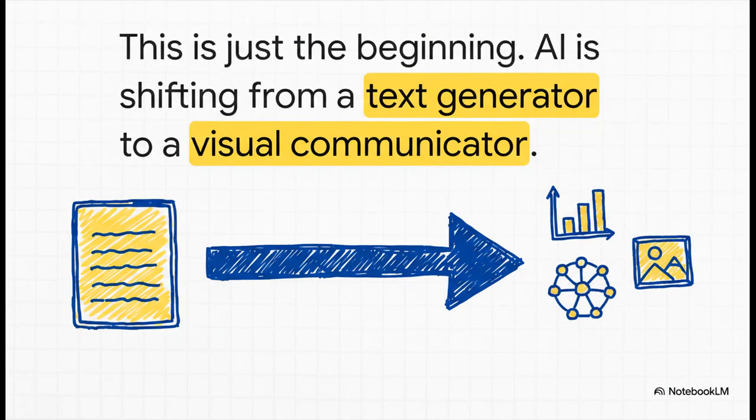We are seeing the very beginning of a much bigger shift. AI is going from just being a text generator to being a really powerful visual communicator. I mean, think about it. You could use the same technique to create engaging posts for social media, to simplify a dense business report, or just to explain a tough idea to a friend. The possibilities here are massive.